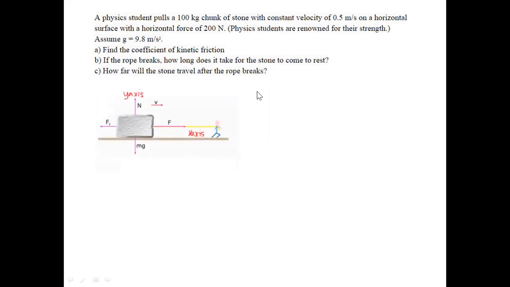Now, let's provide the FBD. We have a student who pulls a huge chunk of stone weighing 100 kilograms. As he pulls the stone, this is actually tension, but in this diagram we're going to represent it as F, the tension of the cable, where the student uses the cable to pull the chunk of stone.